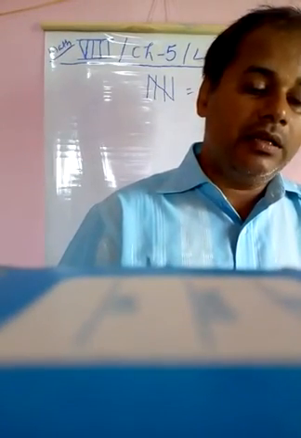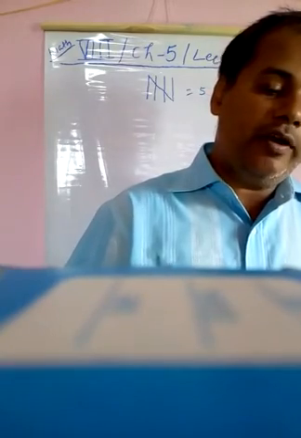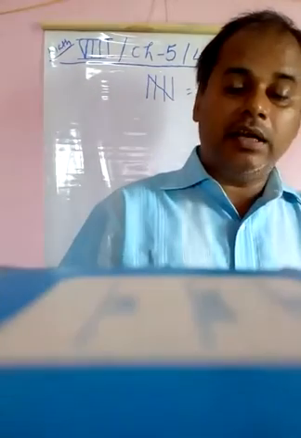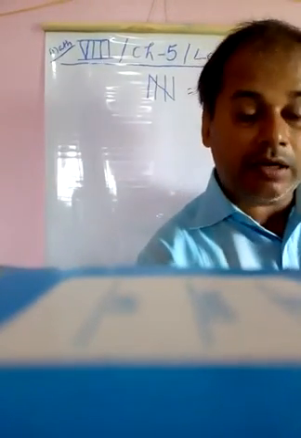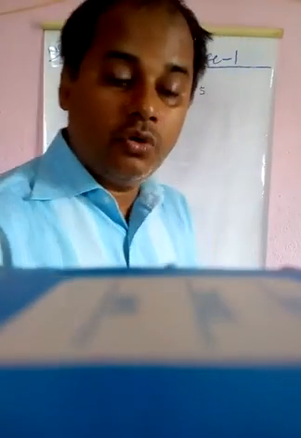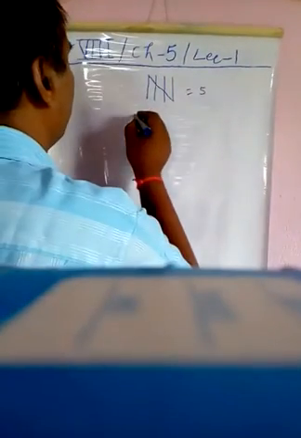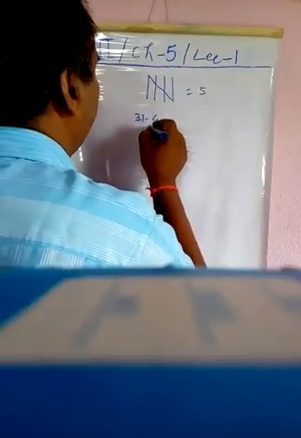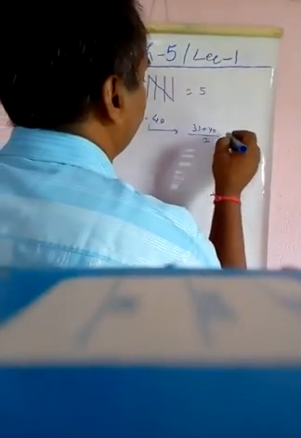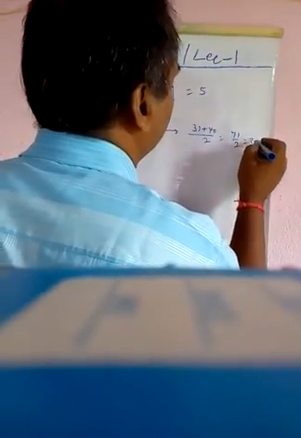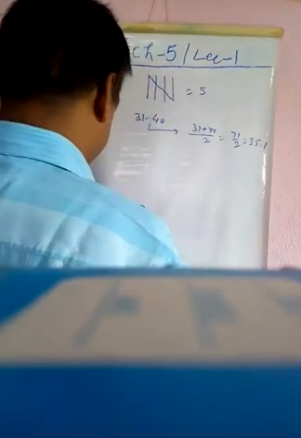The midpoint of the class is called the class mark. The class mark of a class is obtained by finding the mean of the lower and upper limit of the class interval. For example, the interval 31 to 40 has the class mark equal to 31 plus 40 by 2. This is the midpoint of the class. So for 31 to 40, the midpoint will be 31 plus 40 by 2, and this is 71 by 2, so this is 35.5.